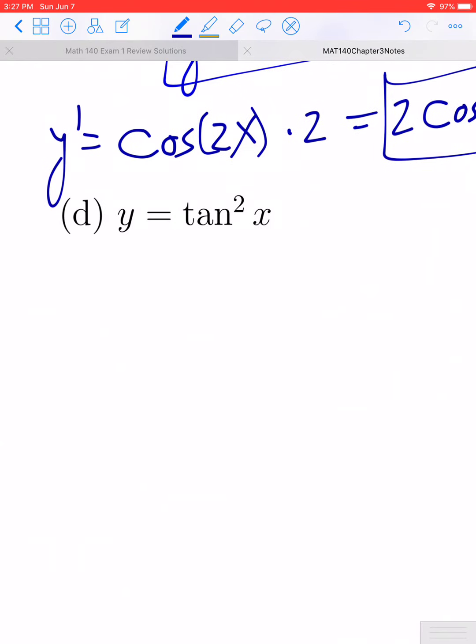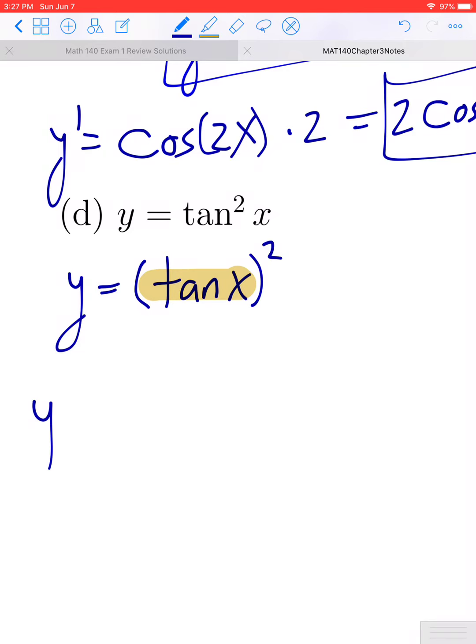We'll take a look at part D. First of all, notationally, I think it's a little bit easier to see the composition if we go back and rewrite what this really means. So instead of using the shorthand notation for this power, when we say tangent squared of x, that really means the tangent function of x, whole thing to the second power. And when we write it like this, it's a lot easier to see the composition. The outer function is the squaring function. The inner function is the tangent function.